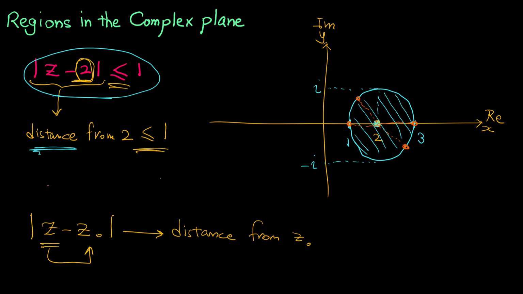What is the coordinate of the center of this circle? The center of the circle is the point 2, 0. And the radius of this circle is exactly this number here, which is 1.